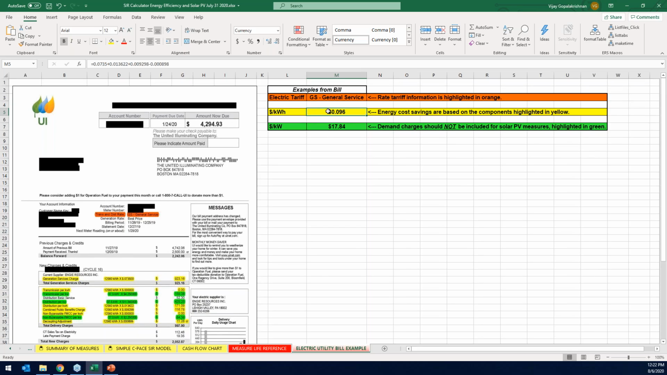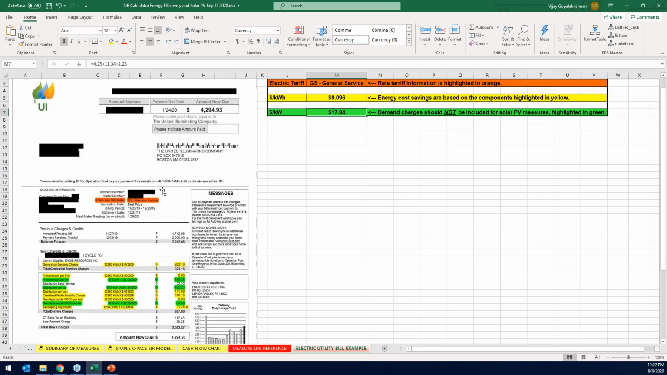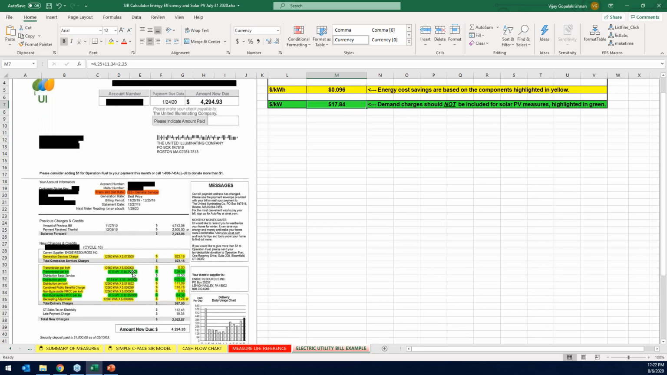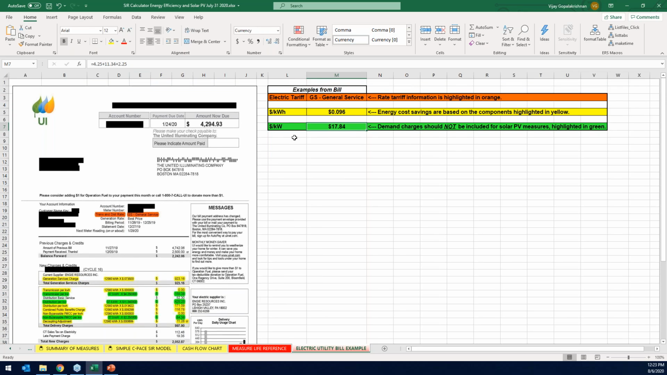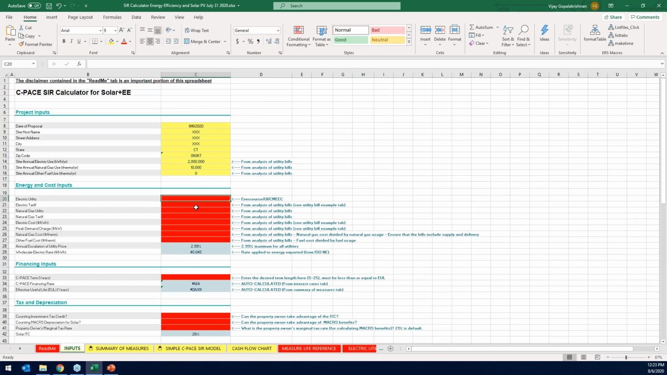So those are the components that feed into the avoided kilowatt hour based charges. And then for kW, you have $4.25 per kW for the transmission. You have $11.34 for the distribution per kW, and then a non-bypassable FMCC per kW, which is 2.25. So we add those up to come up with the avoided dollar per kilowatt. So that's on the electric side. So let's go back to the inputs and start by entering that.